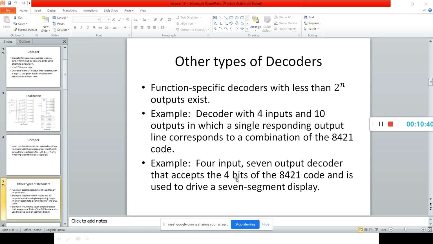And the 7 segment output decoder also accepts 4 bits of the 8421 code and is used to drive a 7 segment display. It need not always be an n to 2 raised to n line decoder only. There are some other types of specific decoders also, okay, like for 8421 code generating and next for 7 segment display, okay.